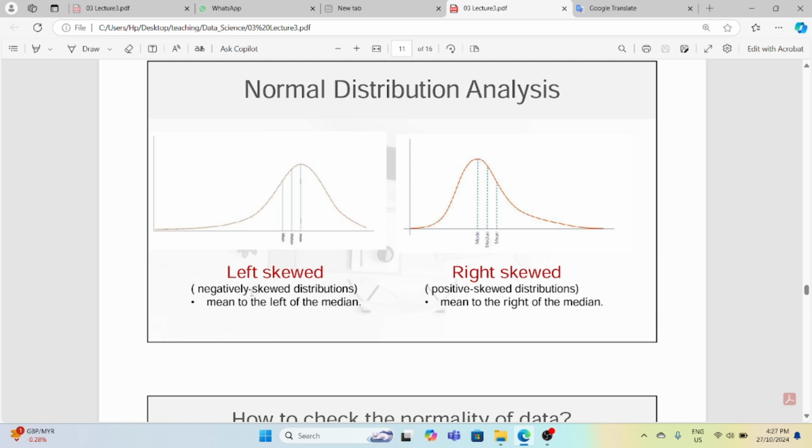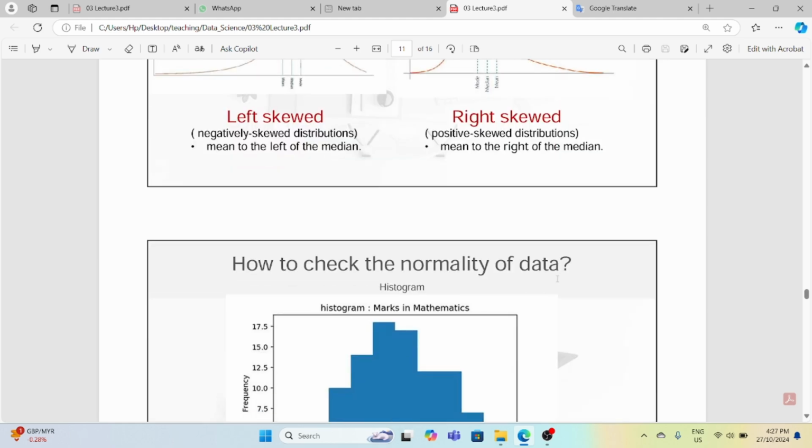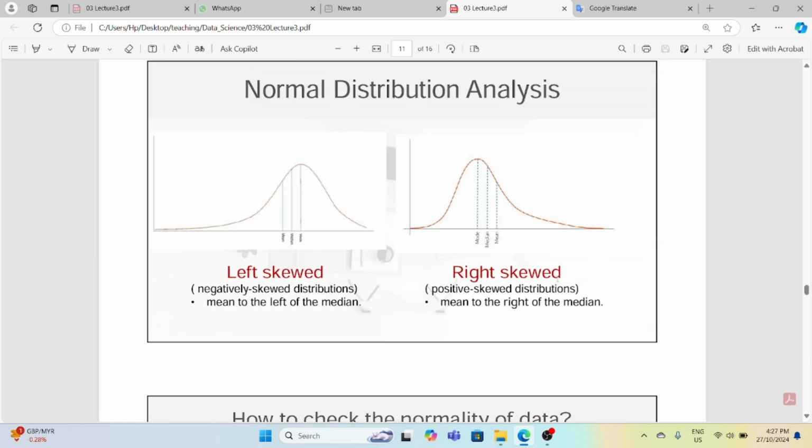So if we have a skewed graph, a negatively skewed distribution, the mean is to the left of the median. Okay, you can see the mode, median, and mean. So on the right, the mean is to the right of the median, and on the left, it is skewed to the left side of the median.